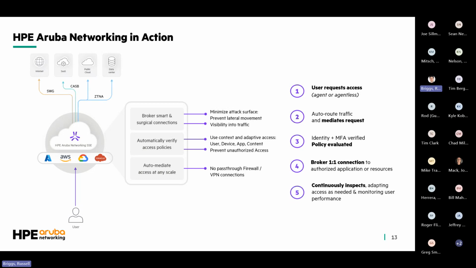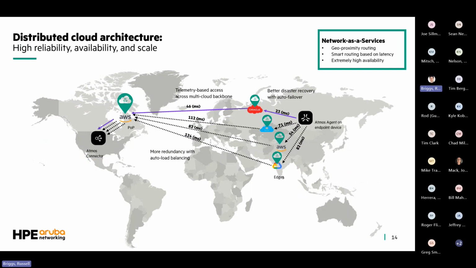So beyond that, we'll continuously inspect. We'll use that digital experience monitoring once we've provided that access to what the user needs, and then we'll be able to show you statistics, how well things are operating, all that kind of good stuff. But let's talk a little bit about the distributed cloud architecture of how this can work.